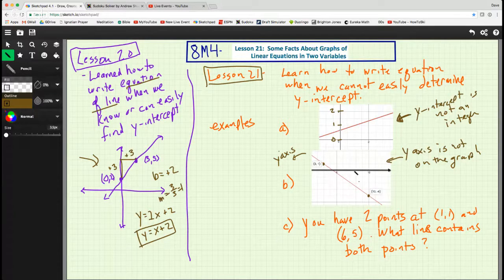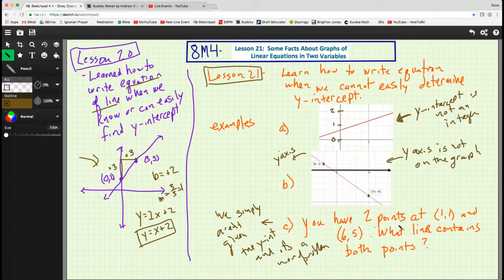And in C, we have a problem that is just written in English, where it says you have 2 points at (1, 1) and (6, 5), and asks what line contains both points. In this case, we know 2 points determine a line, but we simply aren't given the y-intercept, and it's a word problem, or maybe not. Whatever you call this, you can't find the y-intercept.